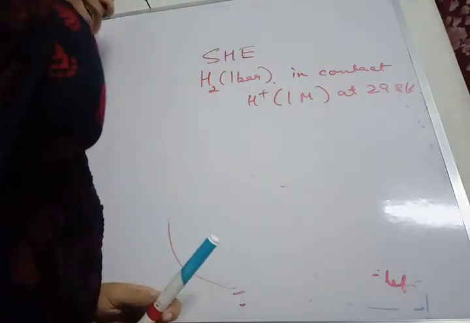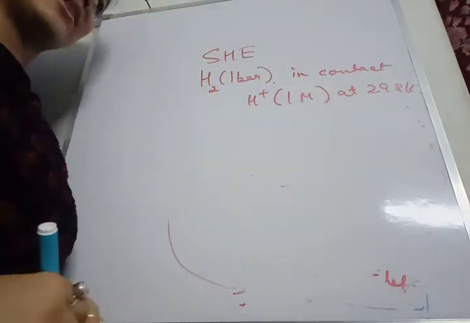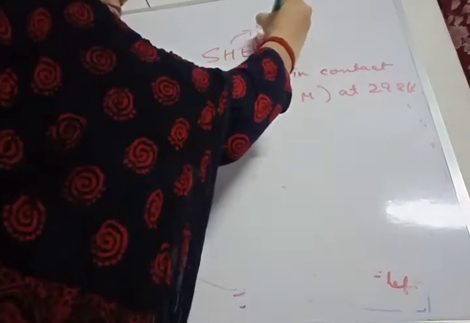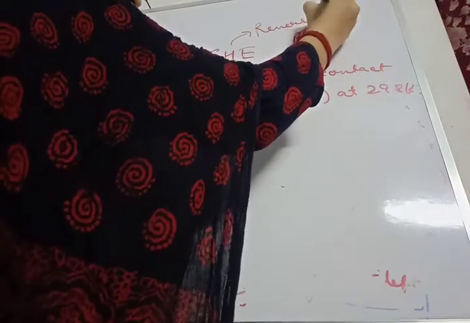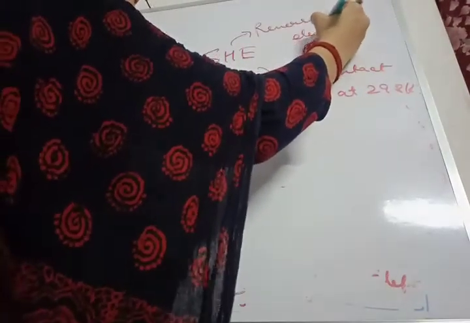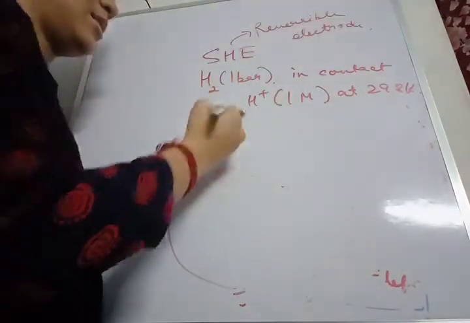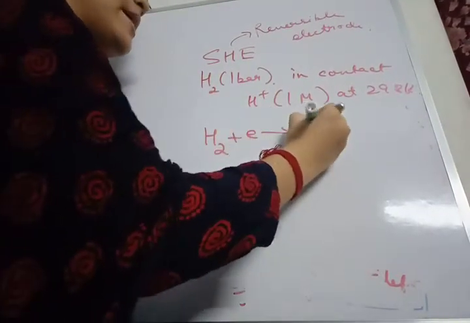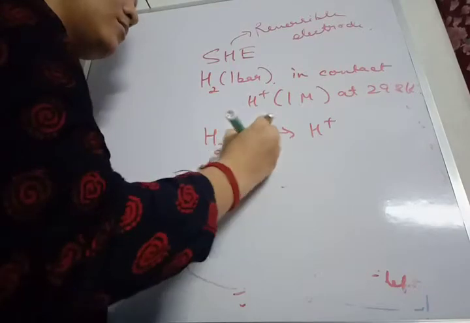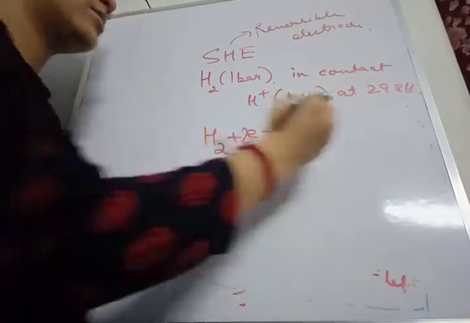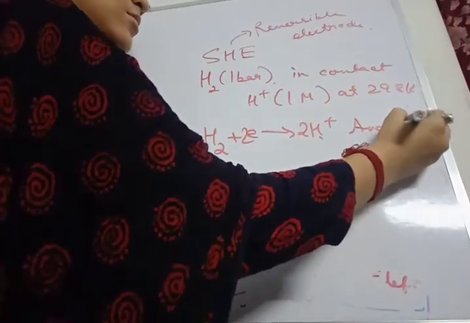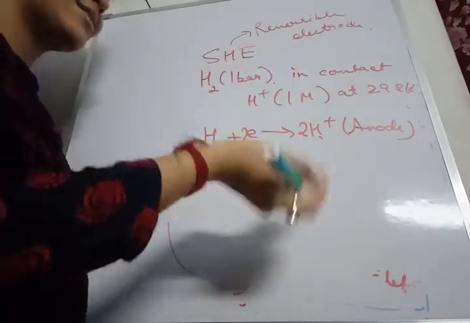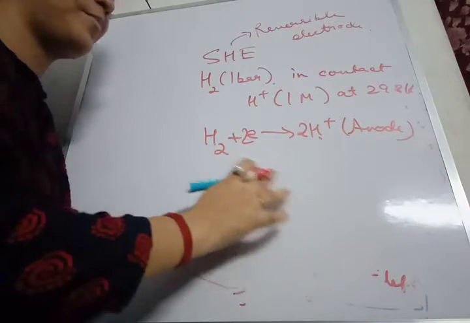Now standard hydrogen electrode can act as cathode, it can also act as anode. So it is also known as reversible electrode. Now when it acts as anode, what happens? When it acts as anode, oxidation will occur. So this will be my reaction. This is the reaction at anode, I mean when SHE acts as anode. And when it acts as cathode, then obviously reduction will be happening.